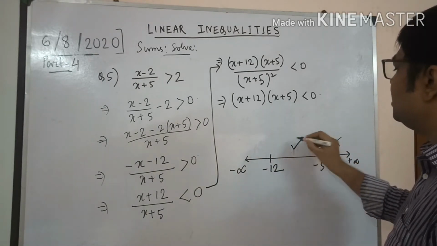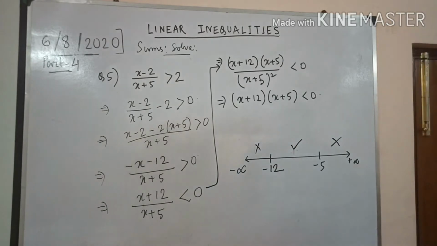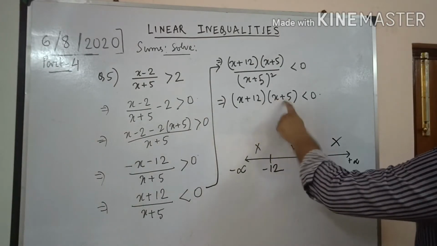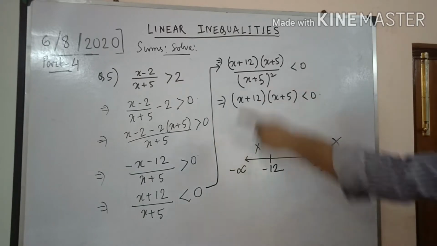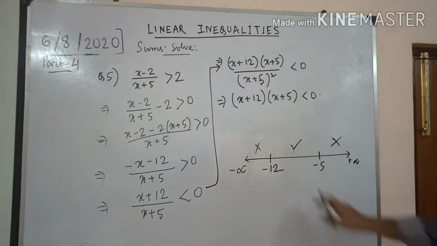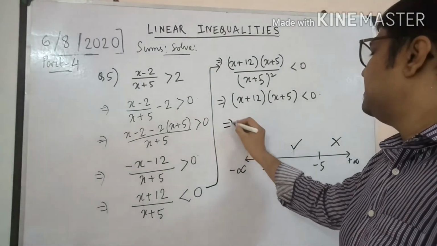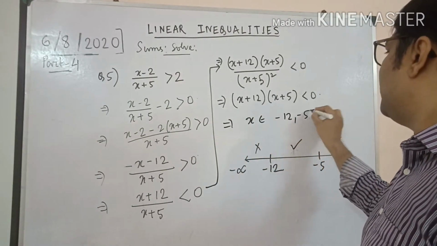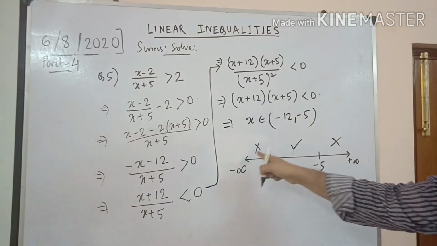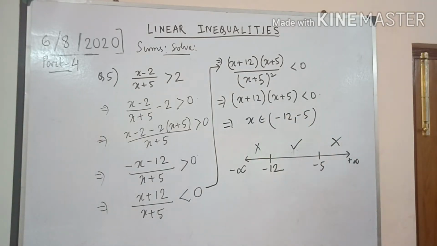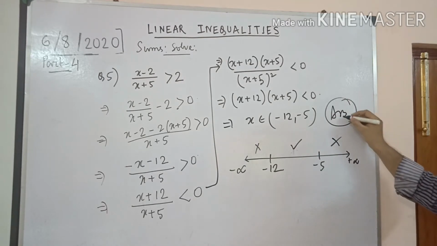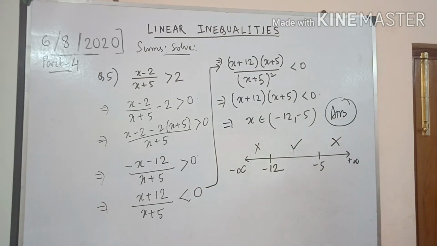So if you put something between this, say minus 6, this becomes negative, this becomes positive, product becomes negative. So it's within this, that means x belongs to minus 12 to minus 5. So that means what we are doing, we are taking 3 random numbers from the 3 intervals. Okay. So we get this answer.